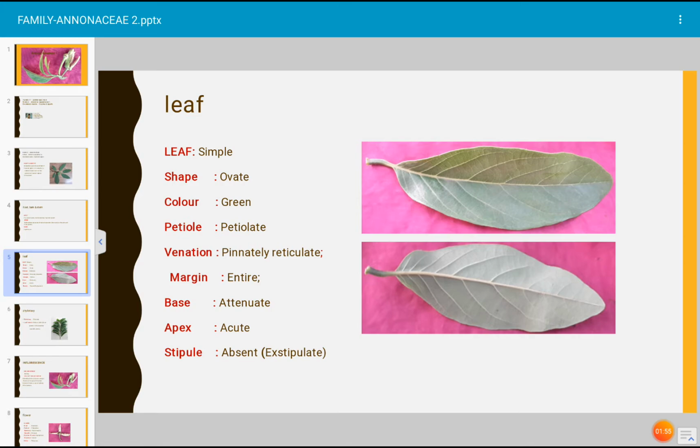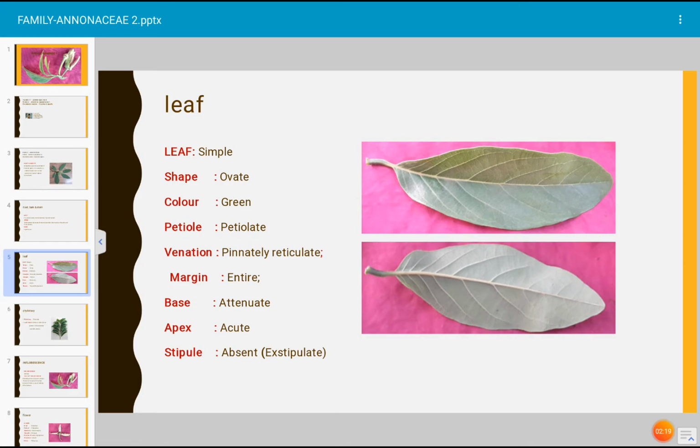How is the shape of the leaf in Annona squamosa? It is ovate. Leaf shape is ovate. And how is the color? It is a green colored leaf. And the leaf has a stalk-like structure which is known as the petiole. Hence, in taxonomic language, the leaf is described as a petiolate leaf.